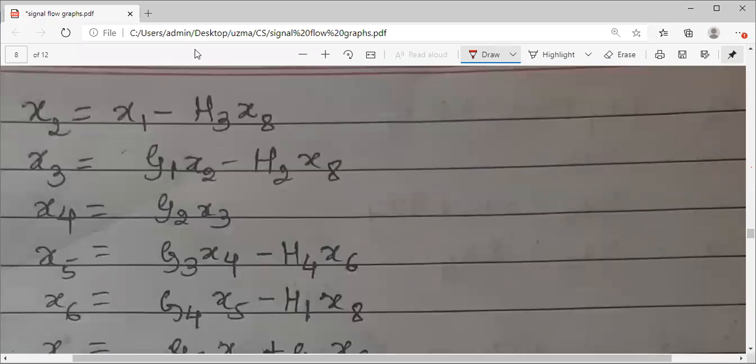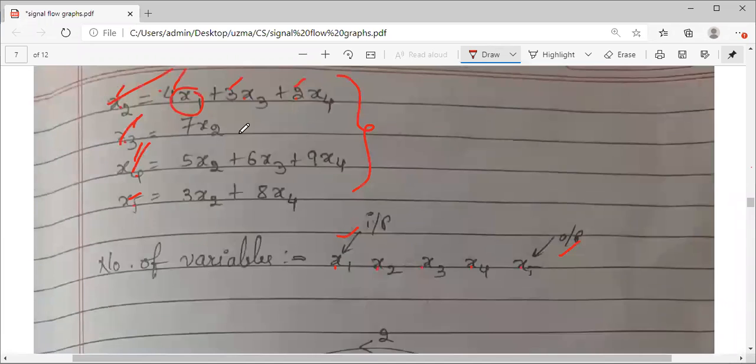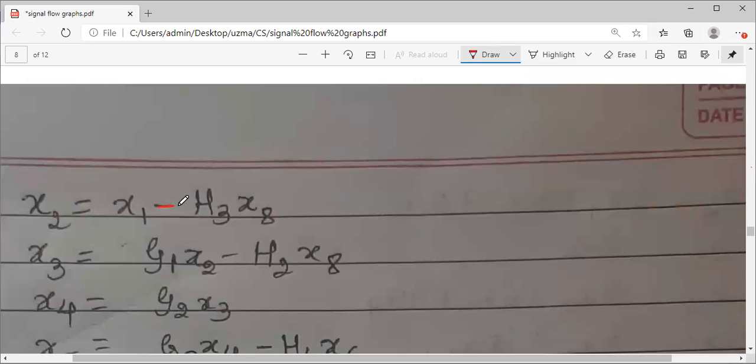In this problem, let me just give you the hint. How will you do it? In the previous 2 questions, if you see the equations that are given to you, they have a positive sign, right? So directly positive sign is there, you are adding them. But in this model paper problem, they have given you a negative sign. So how will you do this? Let me just show you only the first one: x2 equals x1 minus x3 into h3 into x8. So this is the equation.